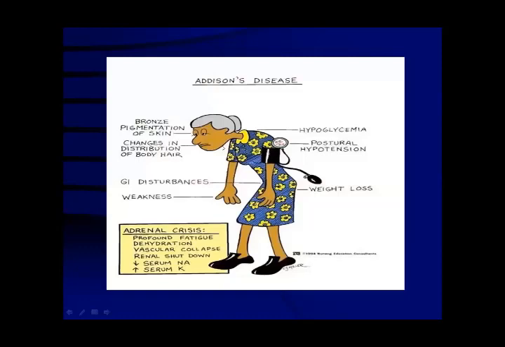This is another picture to help you understand Addison's disease. If you put this picture in your mind, you can see the bronze pigmentation of the skin and changes in the distribution of body hair. You can see the lady has a mustache over here. Then GI disturbances, weakness, postural hypotension, hypoglycemia. This is an old lady with weight loss. Adrenal crisis is when there is profound fatigue, dehydration, vascular collapse, renal shutdown, decreased sodium and increased potassium. So this is the fatal condition.